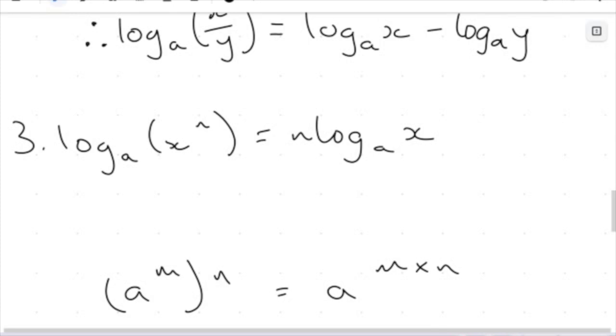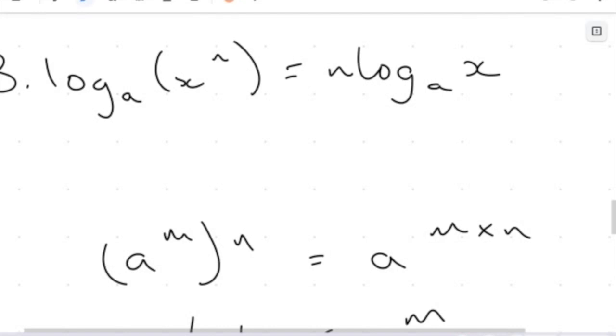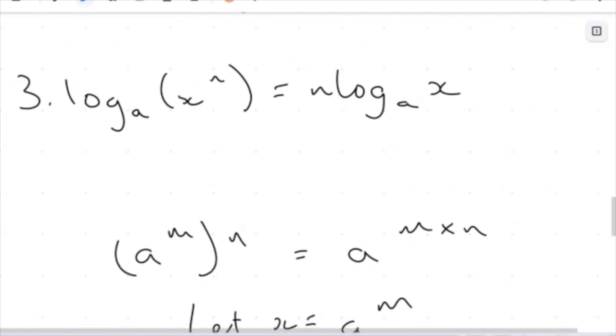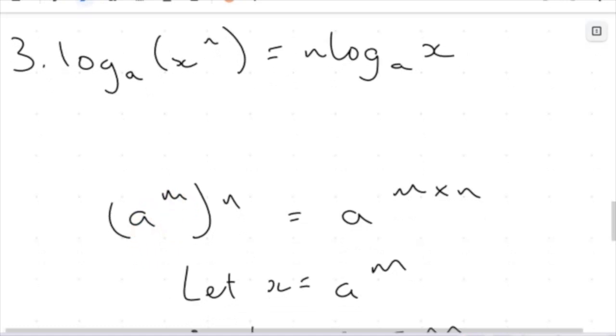So I'm using a law that we learnt when we did index laws. This is that when I take a number a to some power m and raise it to another power of n, I get the same base with those powers multiplying. Now what I'm going to do here, I only have one thing to some base a to some power, so I'm just going to let x equal a to the power of m. Once again, it's very similar to what we were doing before. We're not really doing anything new here.